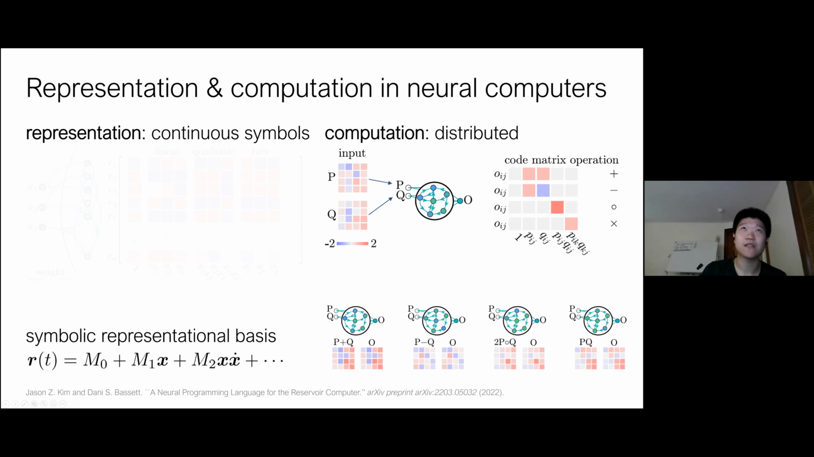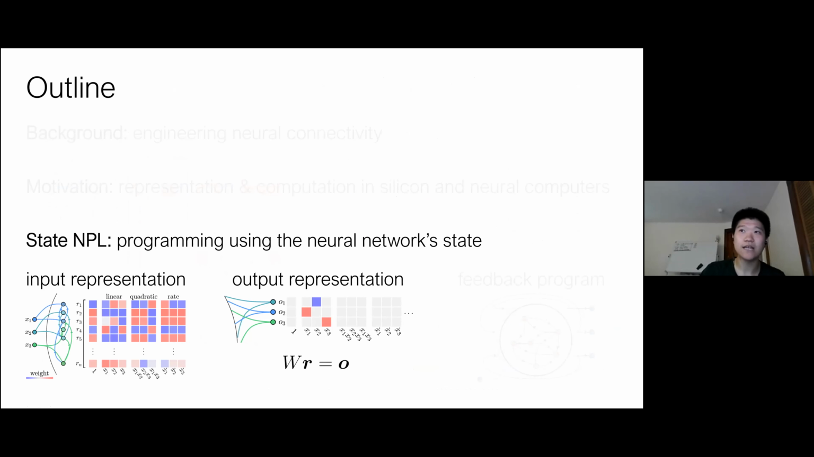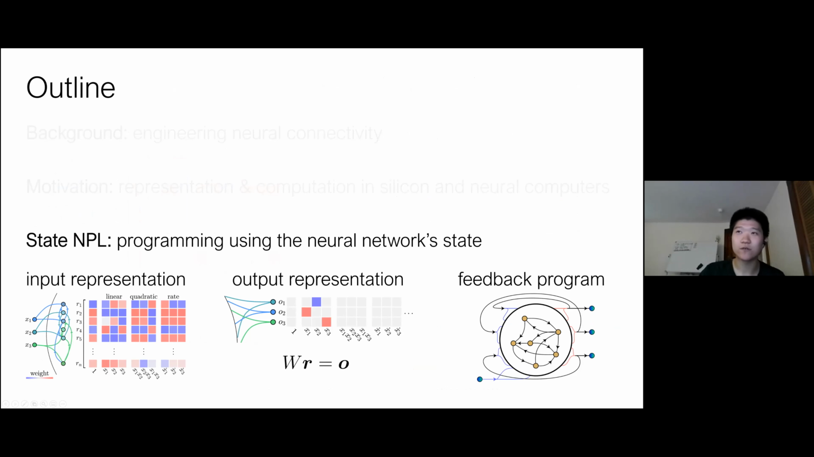So that is going to be, for the state neural programming language, the big fundamental idea. You have the representations of the inputs in the neural states, and then you use linear combinations of the neural states in order to give you an output function of the inputs that you want. And that output function can be algebraic, it can be nonlinear, it can be whatever.